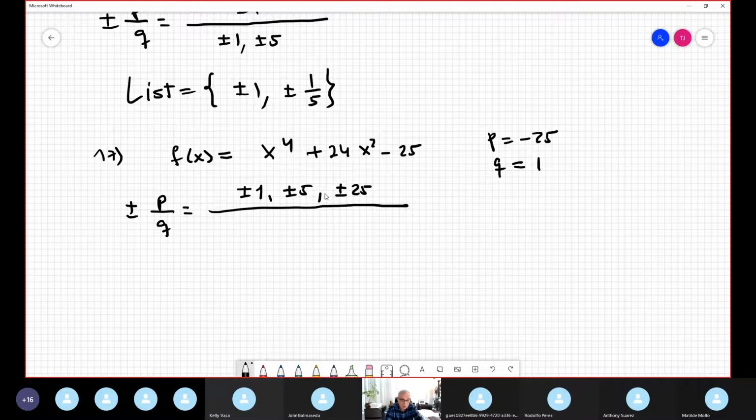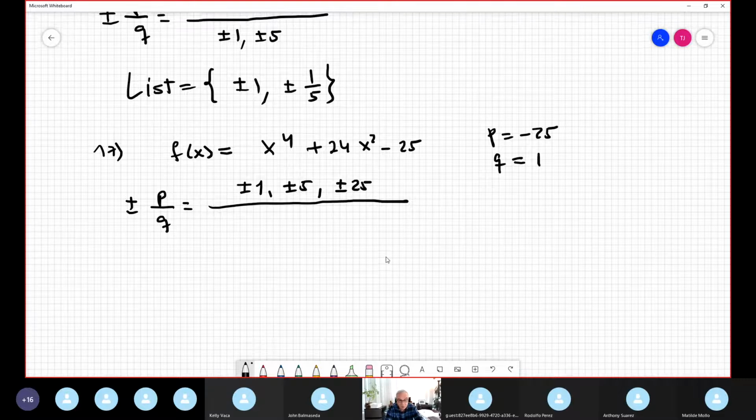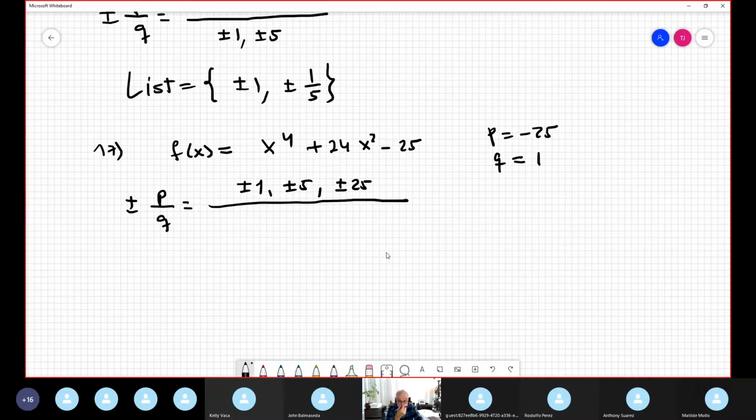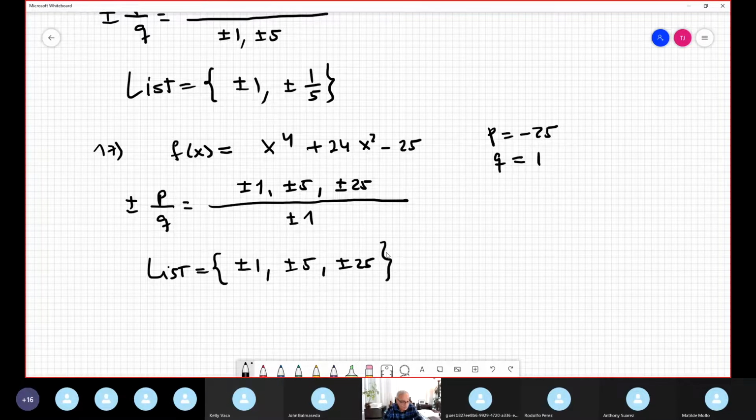Because 25 has only two factors, 1 or 5, because 5 times 5 is 25, and 1 is 1. Now the list of the potential rational zeros is exactly the same, because Q is 1, so it's plus or minus 1, plus or minus 5, and plus or minus 25. Done.